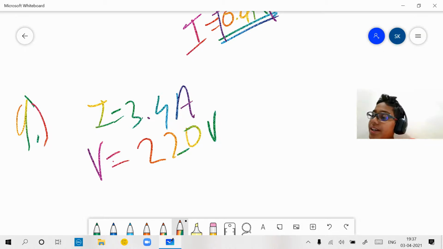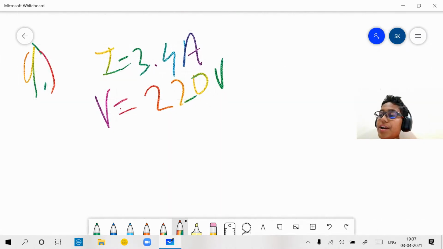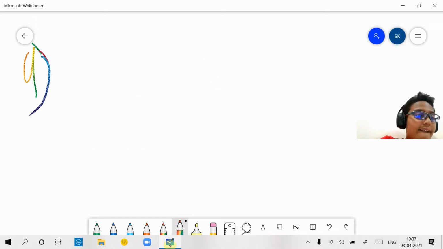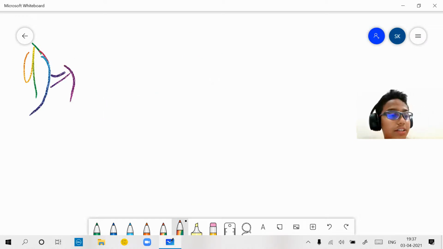What will be the current if the iron is connected to a 110 volt supply line? So first we solve this first part, and afterwards we read the question. We will make case 1 and case 2. This is case 1. One minute, I will rub it down and write it again. This is a somewhat tricky question. It is a lengthy bit, but it's an easy one.